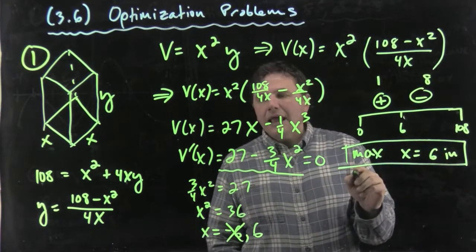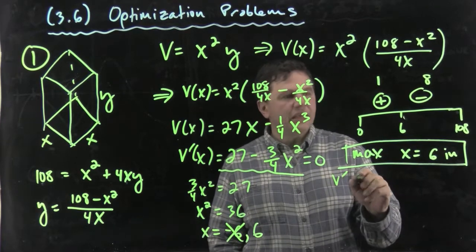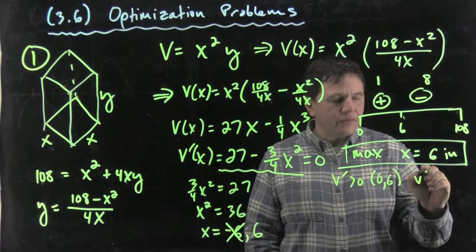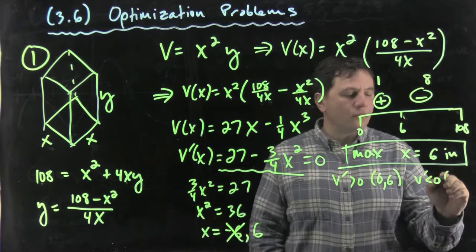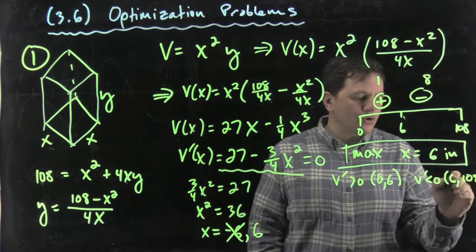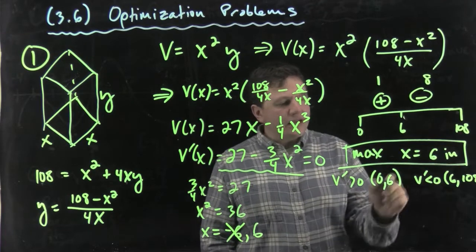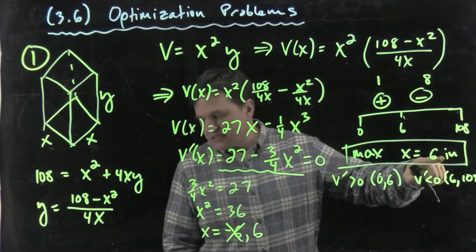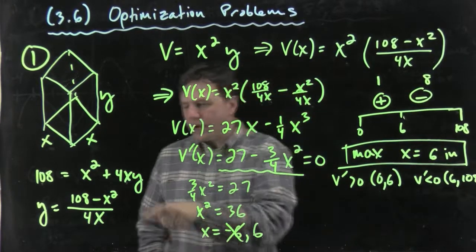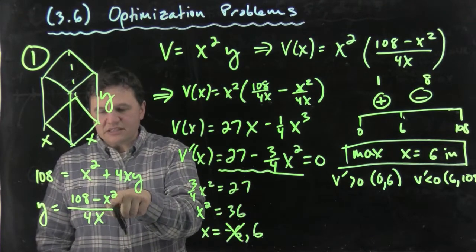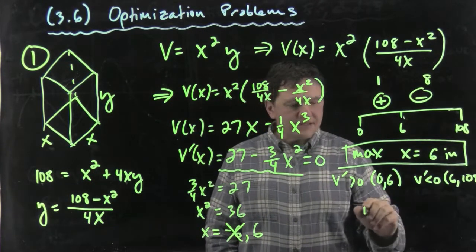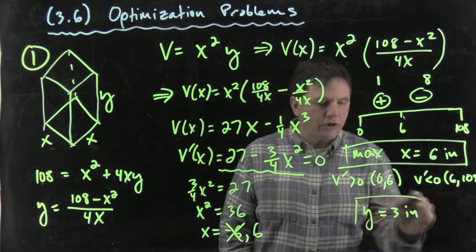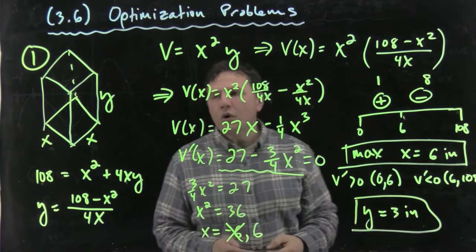Now let's justify that, and that is because v prime is greater than 0 on 0 to 6, and v prime is less than 0 on 6 to 108. That ensures that this is indeed the maximum. So we get the max at x equals 6 inches. To get the y, I'm going to plug 6 into, where's our y? Right here. So this will be 108 minus 36, divided by 24, and that gives us y equals 3 inches. My drawing shows y being greater, but that was just my drawing. And that is it. So that is problem 1.